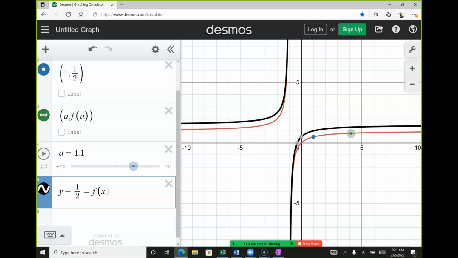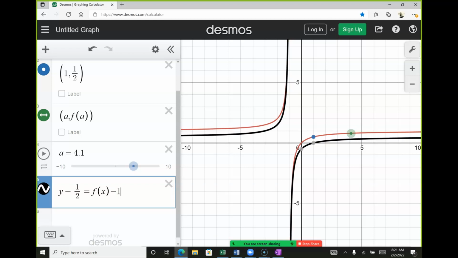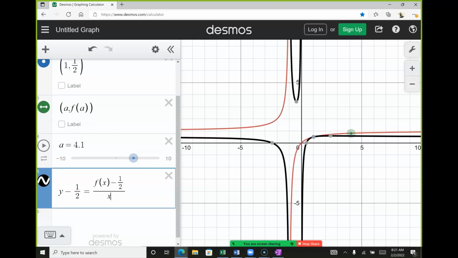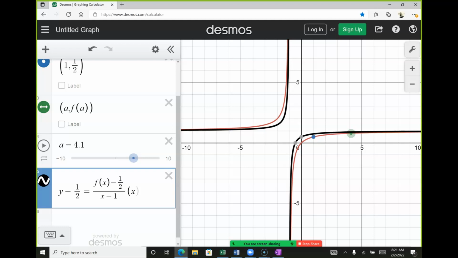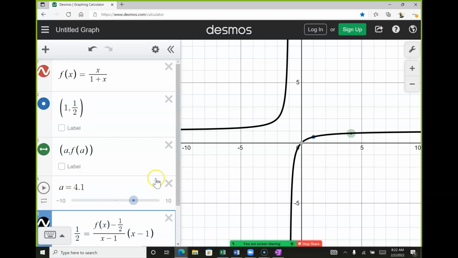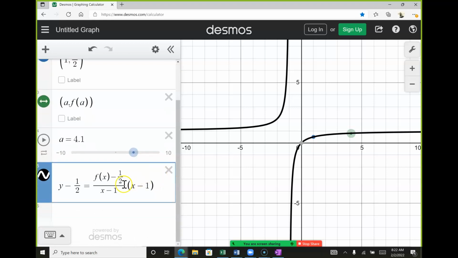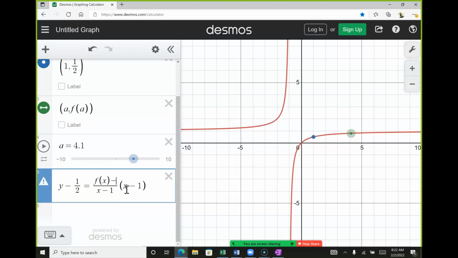I want to keep it general whenever I can. Minus 1/2 highlighted all divided by x minus 1 all times x minus 1. You can see there's a problem even in the equation to put in 1. I can't, right? What did I do wrong? Oh. Sorry. I want f of a. I want that arbitrary point. Fixed point, right? And then a.